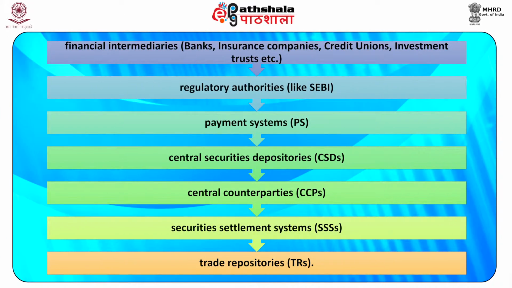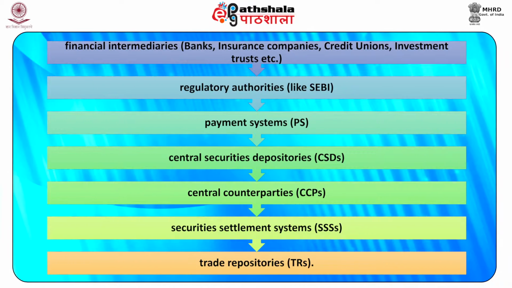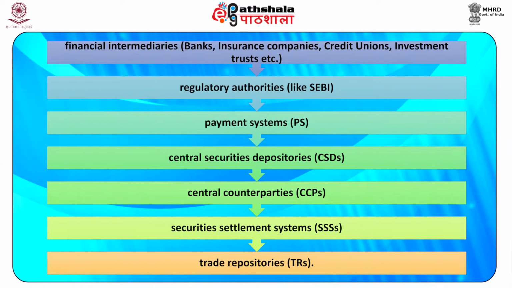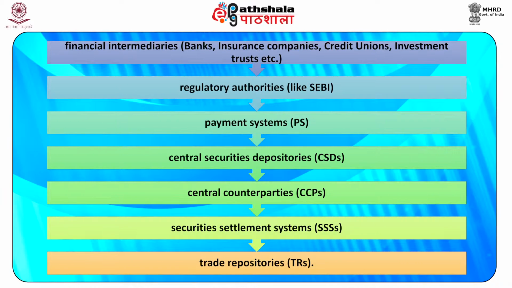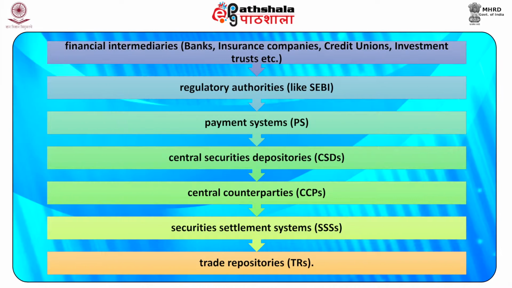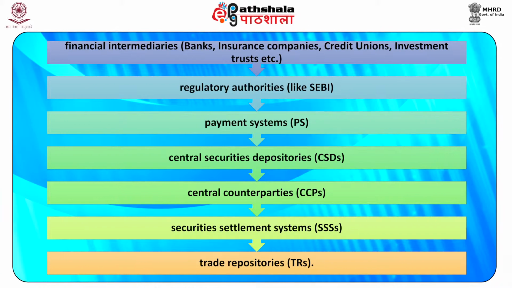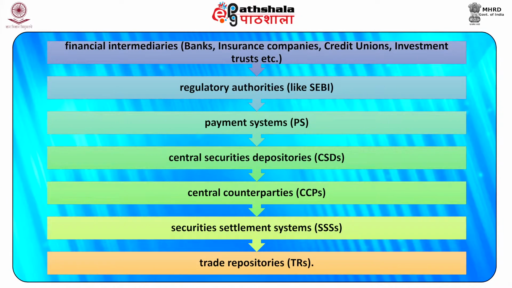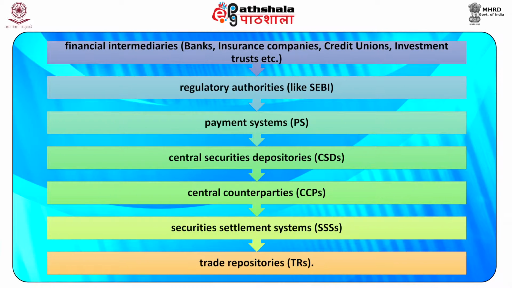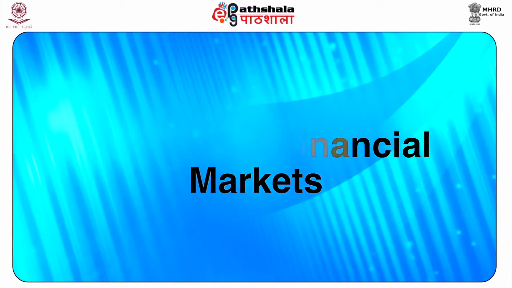The market infrastructure includes the financial intermediaries like banks, insurance companies, credit unions, investment trusts, etc., regulatory authorities like SEBI, payment systems, central securities depositories, central counterparties, securities settlement systems, and trade repositories. The development in these infrastructures ensures reduced risk, enhanced liquidity, availability of funds, wide array of options available to lend or borrow, etc.